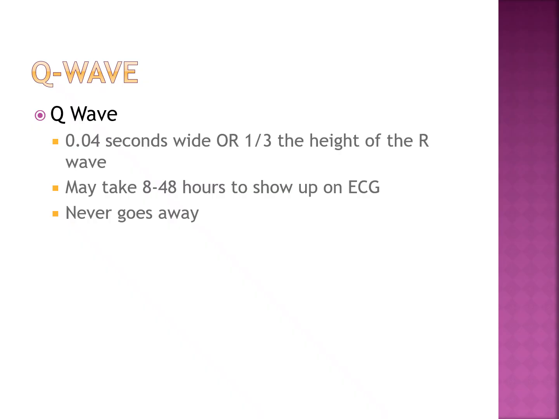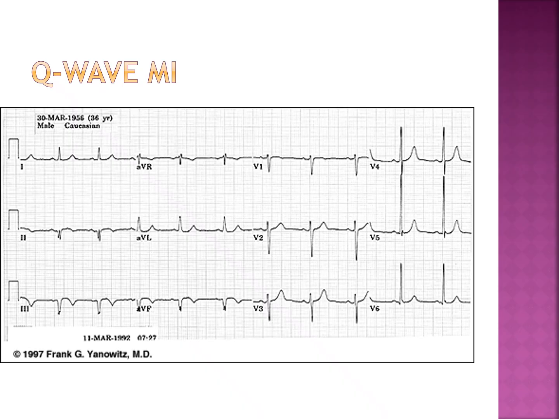And then there's a thing called a Q wave. A Q wave is 0.04 seconds wide, or at least 1/3 the height of the R wave. It can take 8 to 48 hours to show up on an EKG, and that usually indicates that somebody's had an MI, and it never goes away. It may get smaller, but you'll always have a Q wave there if somebody's had an MI. So here is a Q wave MI.